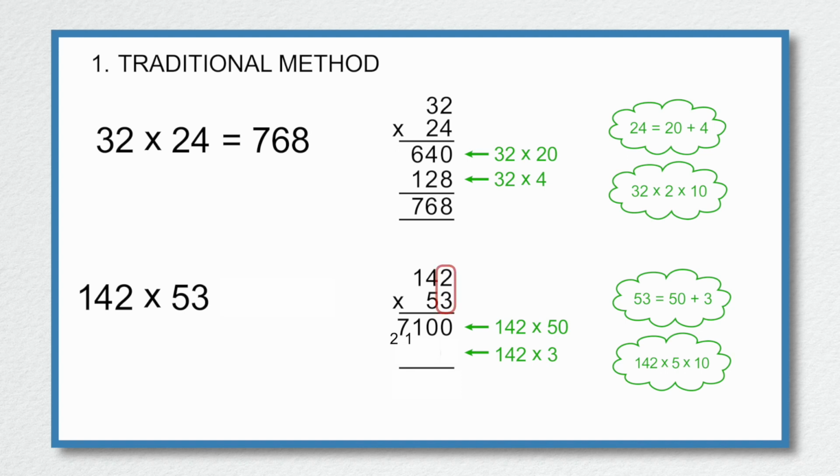So we start with the units. 2 multiplied by 3 is equal to 6. 4 multiplied by 3 is equal to 12. We write the 2 down in the tens column and we carry the 1 over into the hundreds column. 1 multiplied by 3 is equal to 3, and we've got the 1 here in the hundreds column, so we end up with 4. So 142 multiplied by 3 is 426.